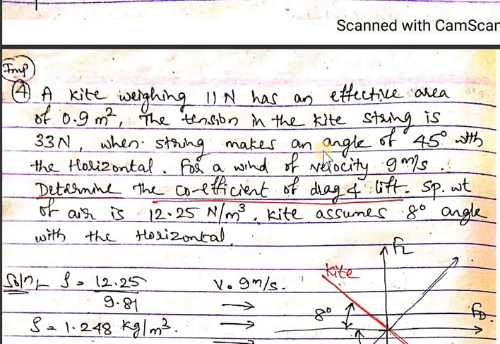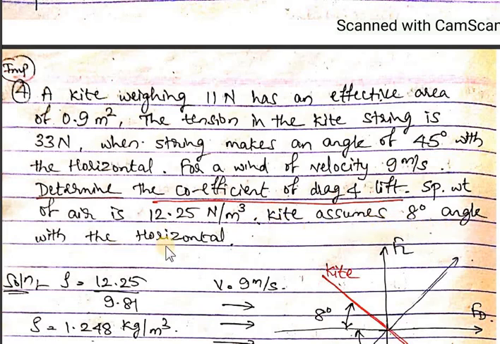When the string makes an angle of 45 degrees with the horizontal, this is very important. The string is making 45 degrees with the horizontal surface, for a wind velocity of 9 meter per second. Determine the coefficient of drag and lift. The specific weight of the air is 12.25 Newton per meter cube. The kite assumes an 8 degree angle with the horizontal.